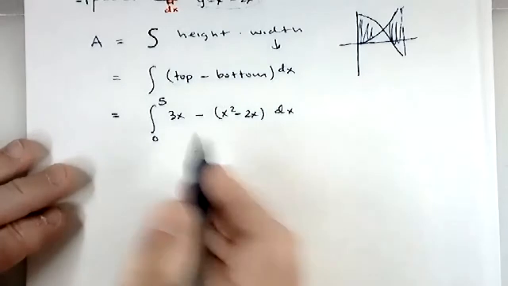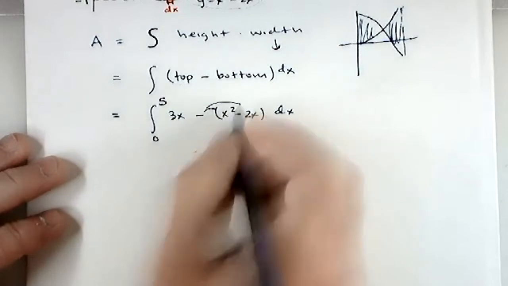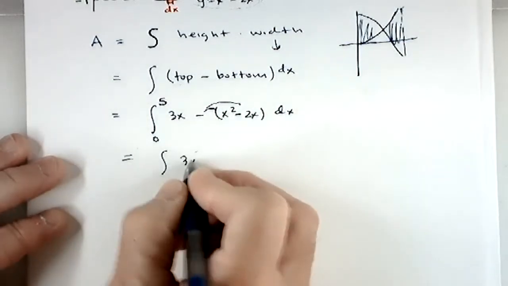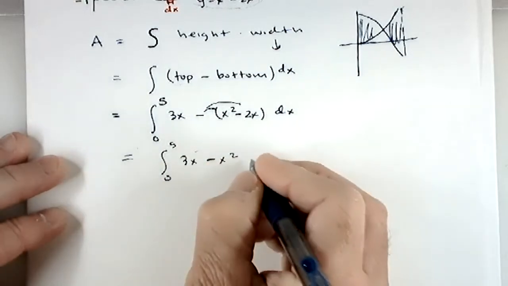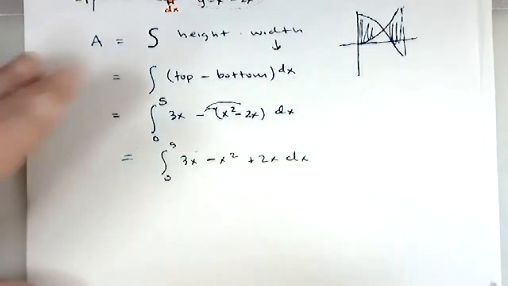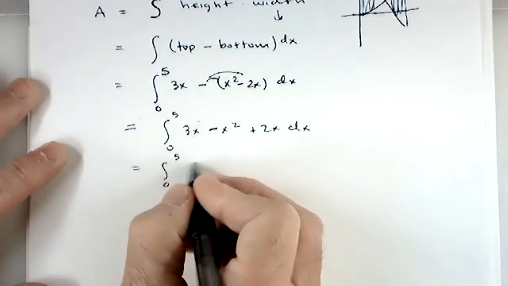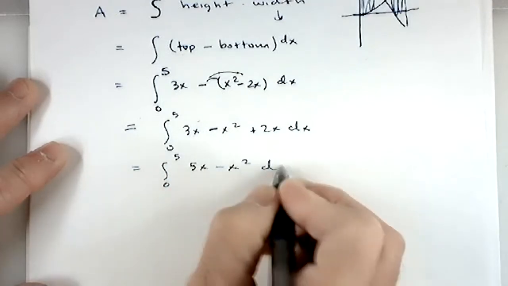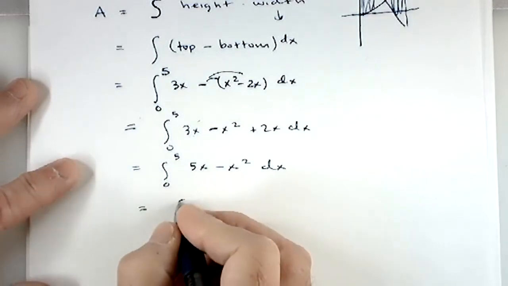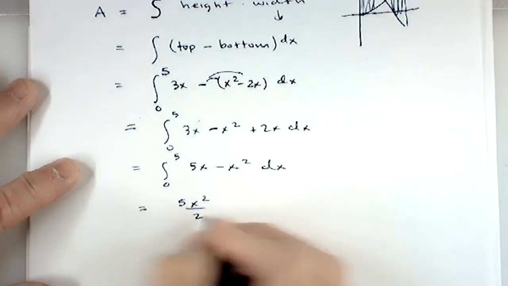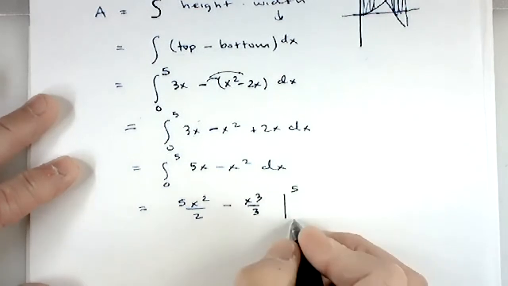Okay. We'll do this. So hopefully now you're getting pretty good at evaluating integrals. This isn't too hard to do. So we'll just distribute this. So we have 3x minus x squared minus negative 2x is really going to be plus 2x. We could combine those two. So that's 5x minus x squared. And then your antiderivative, 5x squared over 2 minus x cubed over 3, evaluated from 5 to 0.